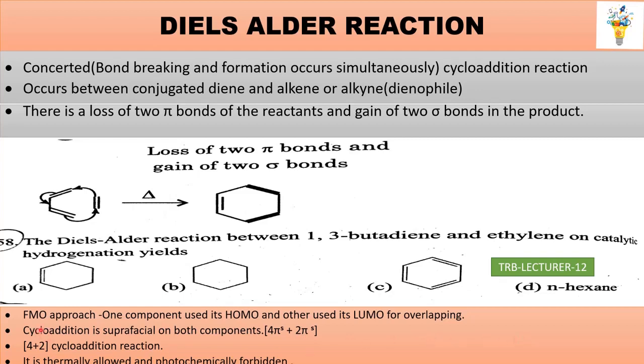By the FMO approach, that is the frontier molecular orbital approach, one component is in the HOMO, the highest occupied molecular orbital, so it is electron rich, and the other is the LUMO, the lowest unoccupied molecular orbital, the electron poor component. This Diels Alder reaction is thermally allowed, and photochemically it is forbidden. This is based on the mechanism concept. So the Diels Alder reaction is a 4+2 cycloaddition, thermally allowed, with the loss of two pi bonds and the gain of two sigma bonds.